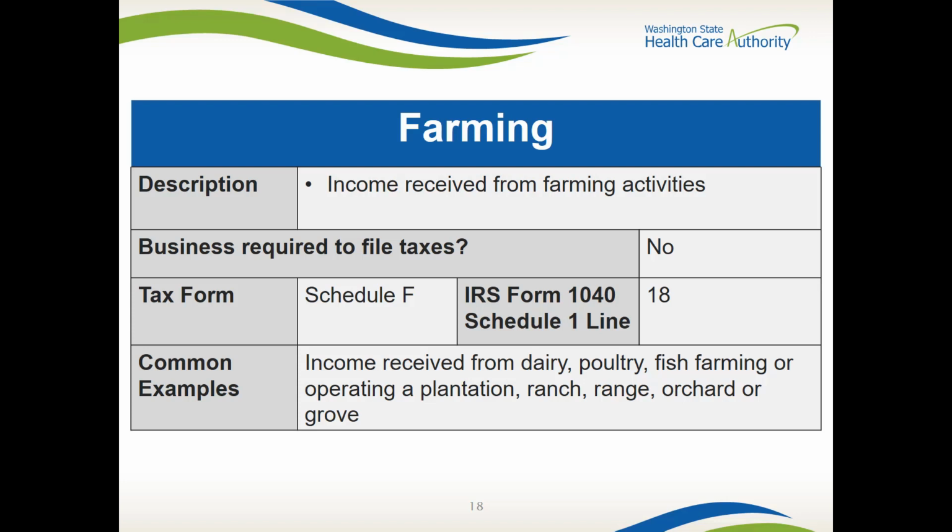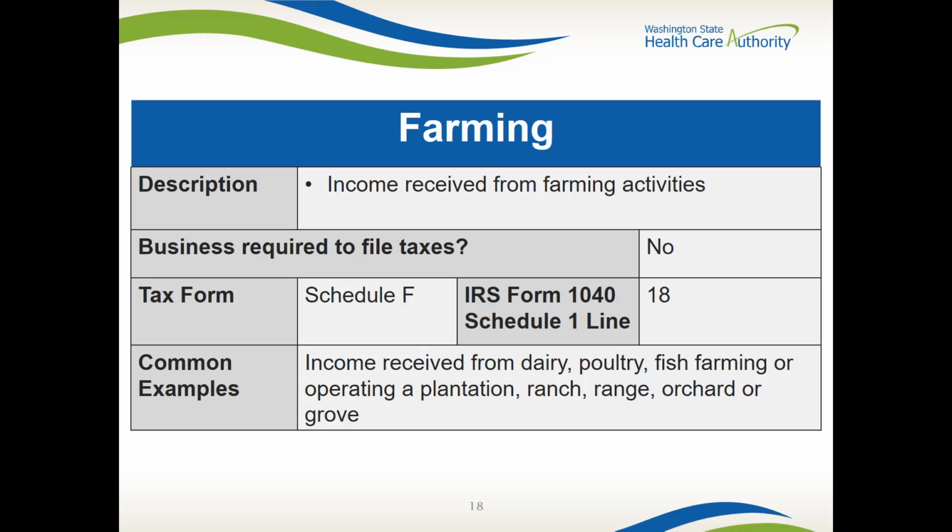Farming. Farming income is income received by an individual from cultivating, operating, or managing a farm for gain or profit. This can include income from operating a stock, dairy, poultry, fish, fruit, or truck farm, and/or operating a plantation, ranch, range, orchard, or grove. It can also include income from the sale of crop shares if the individual materially participates in producing the crop.